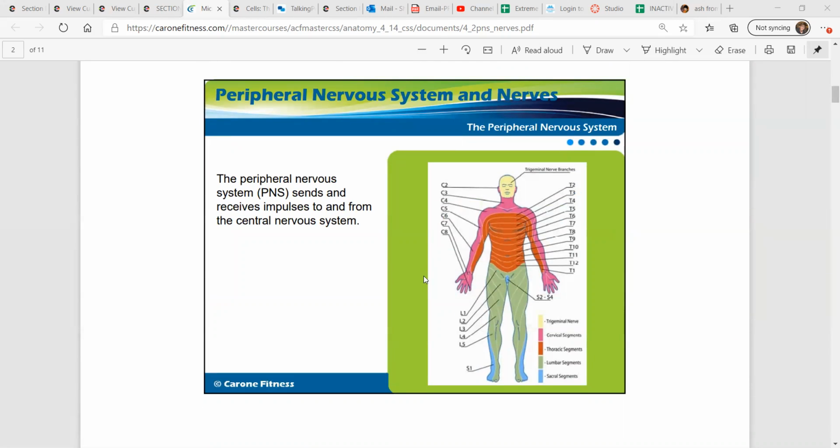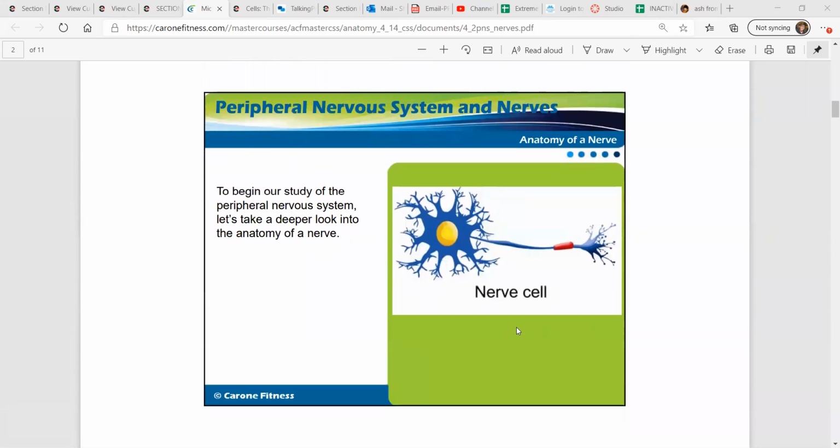The peripheral nervous system, the PNS, sends and receives impulses to and from the central nervous system. So the CNS talks to the PNS, and they communicate with one another. And to begin our study of the peripheral nervous system, we're going to take a deeper look into the anatomy of a nerve. And here is a nerve cell.